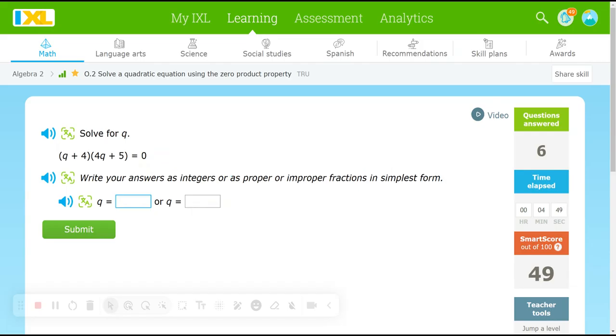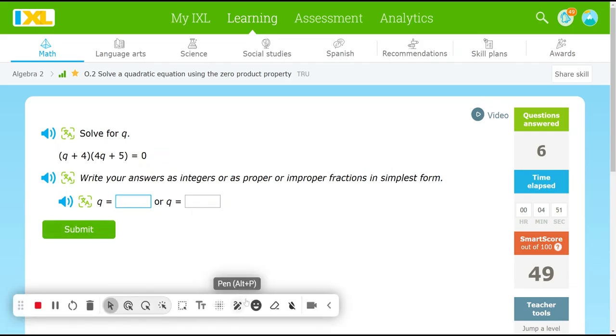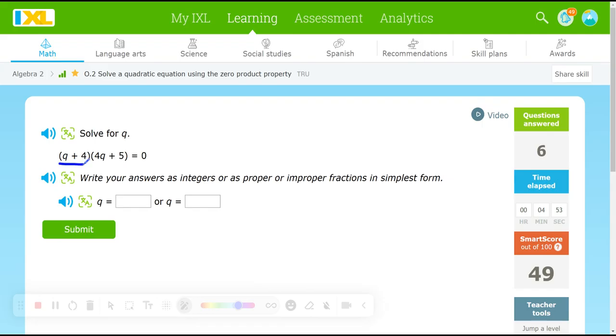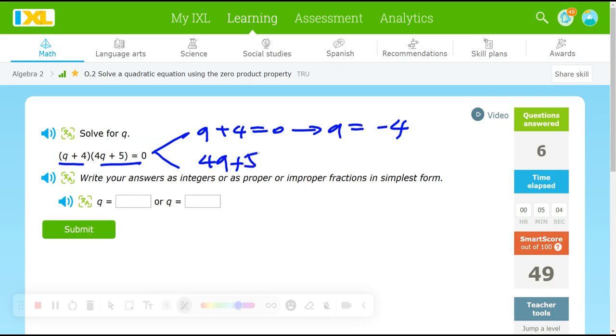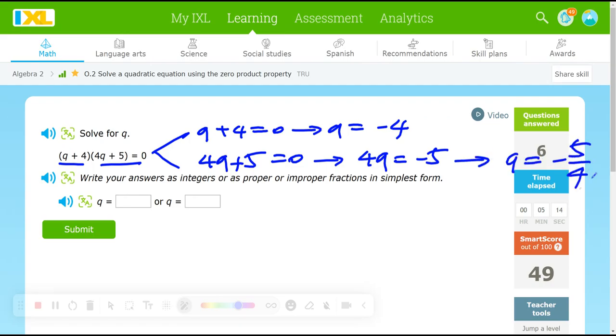All right. Similarly over here, I set up two factors equal to 0. So q plus 4 equals 0, so then q equals negative 4. All right. 4q plus 5 equals 0, so 4q equals negative 5. And then I divide by 4 on both sides. So q equals negative 5 over 4.